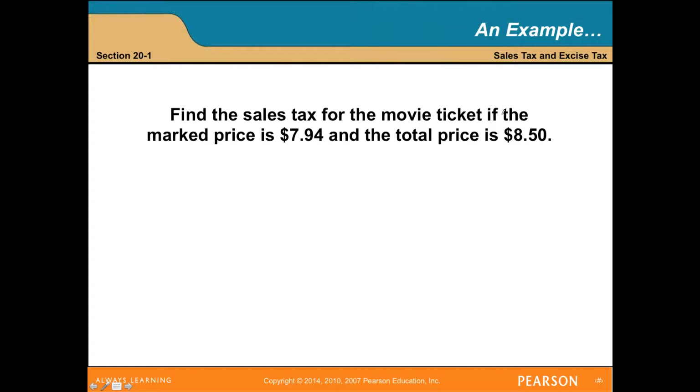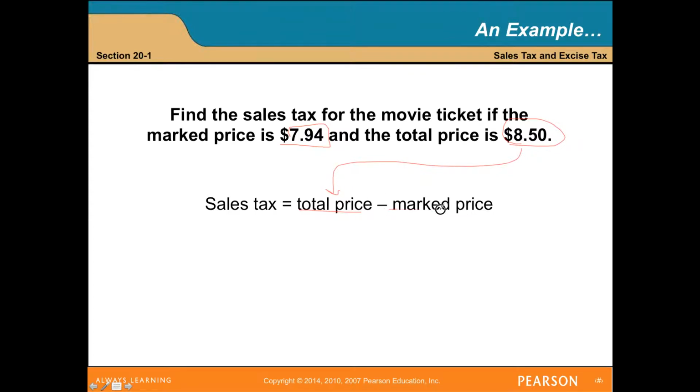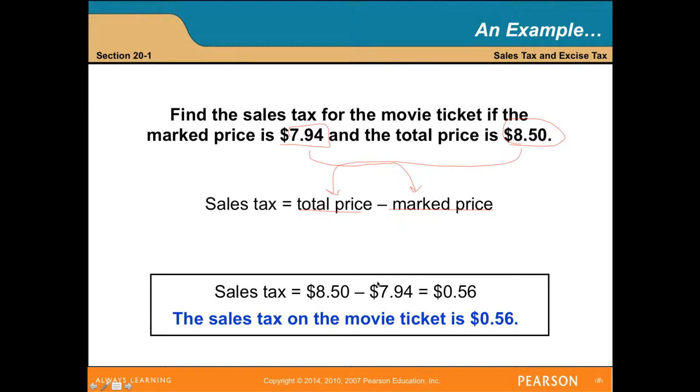Another example, find the sales tax of the movie ticket if the price is $7.94 and the total price is $8.50. So here what you do is to find the sales tax, it's the total price, we got that here, minus the marked price, and we got that from this part right here. So when we do 850 minus 794, that gives us 56 cents. So the sales tax on the movie ticket is 56 cents.